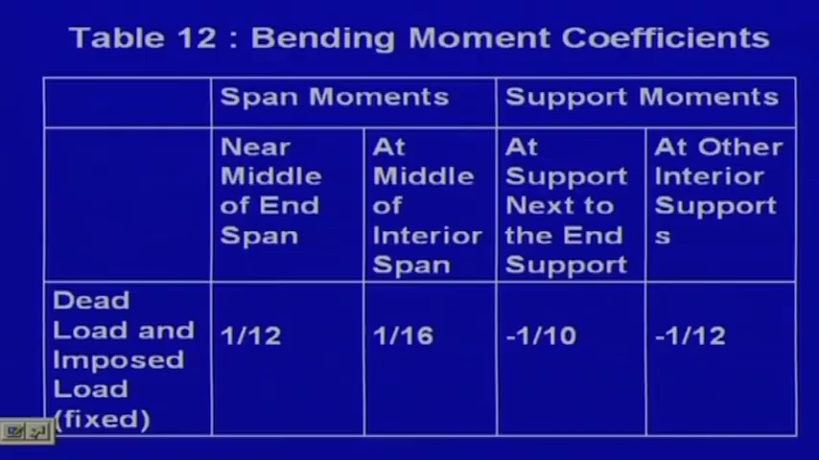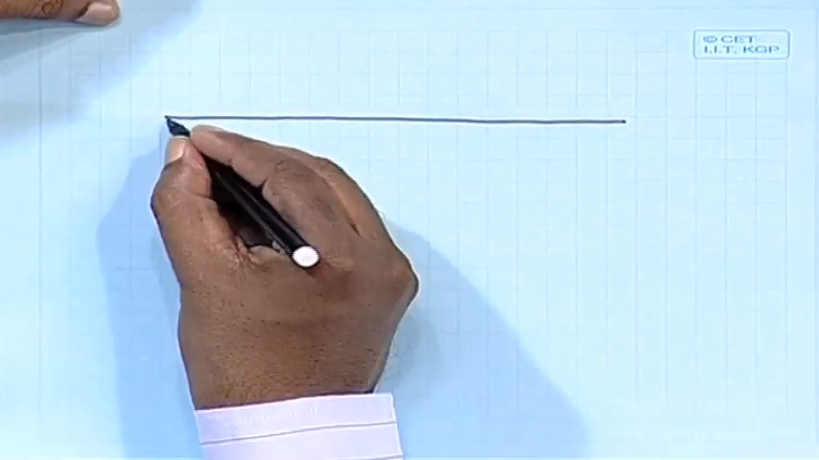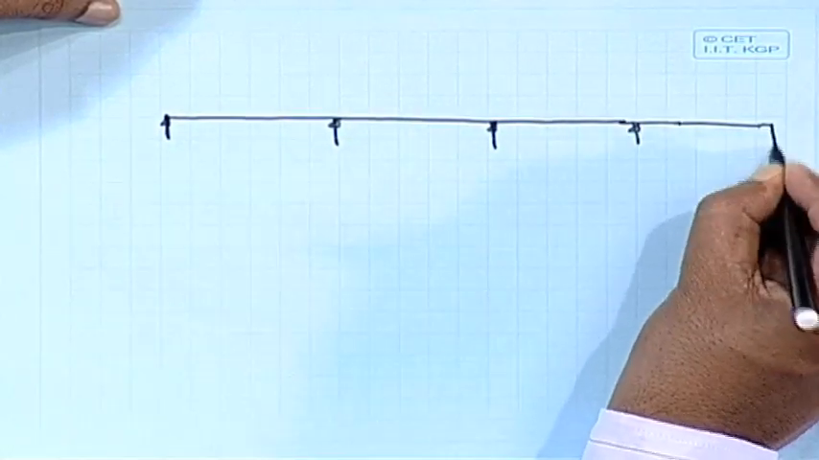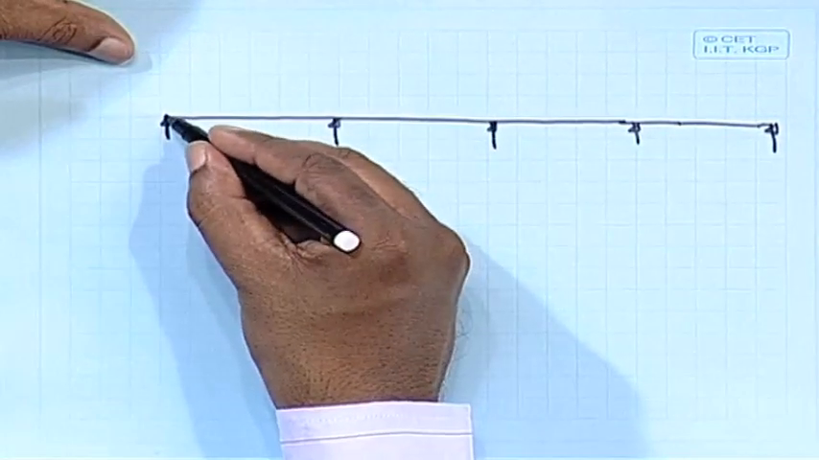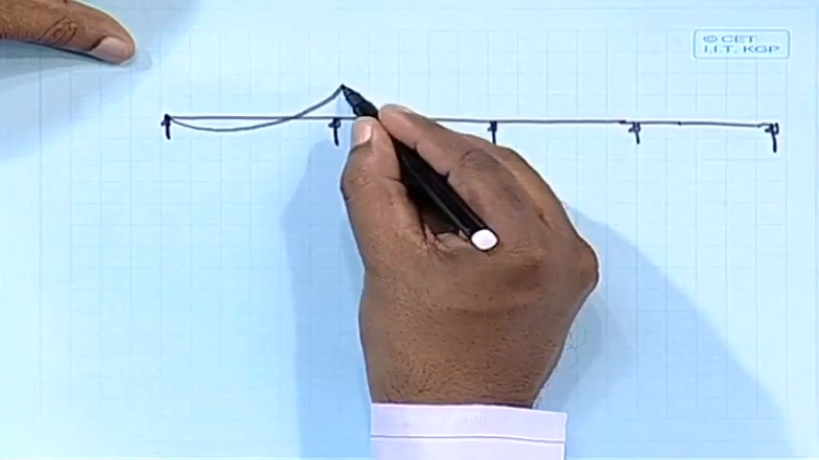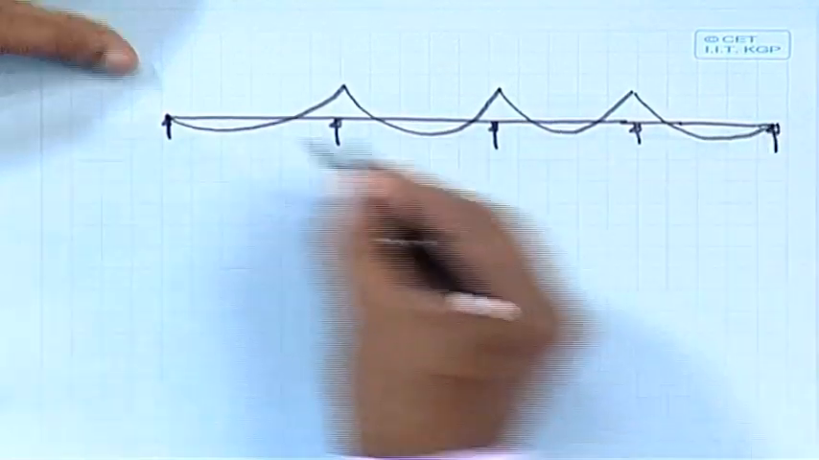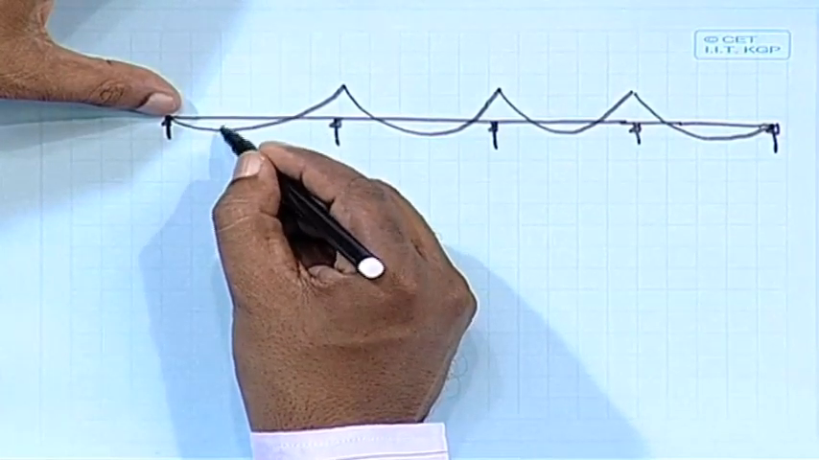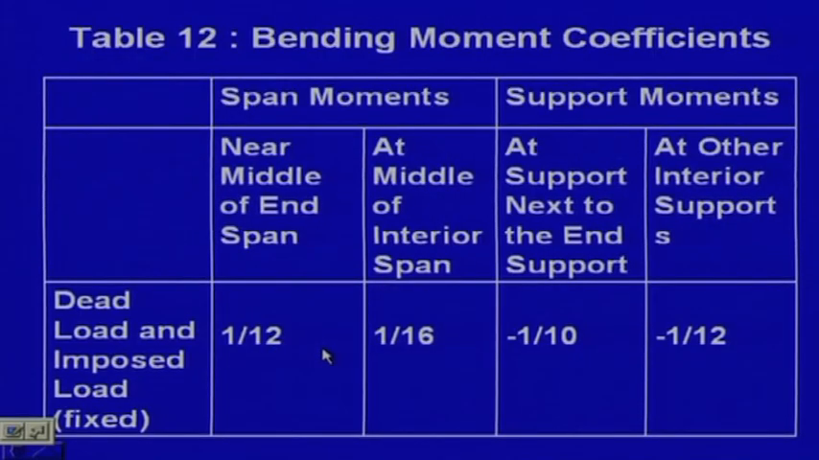So, in that case, near the middle of the end span, what does it mean? Why near the middle of the end span? Because the bending moment diagram, for a uniformly distributed load, will go like this and end here, because at this end we do not have any bending moment. So it will be near the middle, not exactly in the middle, of the end span, and we have to take that coefficient, 1/12.